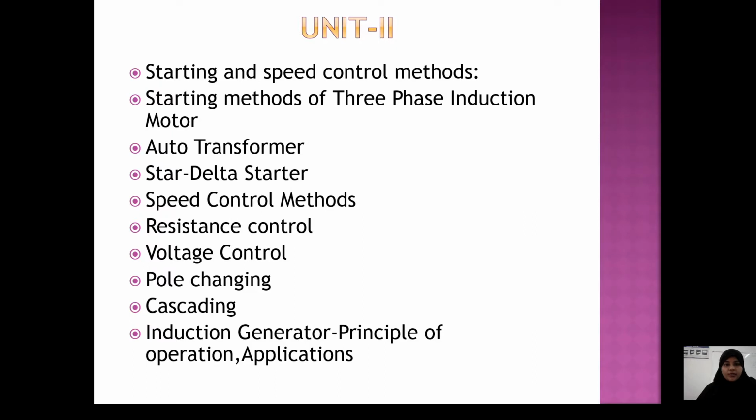Now the contents of the second unit are the starting and speed control methods of the three-phase induction motor. Various starting methods like auto transformer and star delta starter. Speed control methods will be resistance control, voltage control, pole changing, and cascading methods. Next is the induction generator, operating principle and application. So this is the content of the second unit. We are going to see the various starters of the three-phase induction motor, various speed control methods of the induction motor, and the operating principle of the induction generator and its applications.